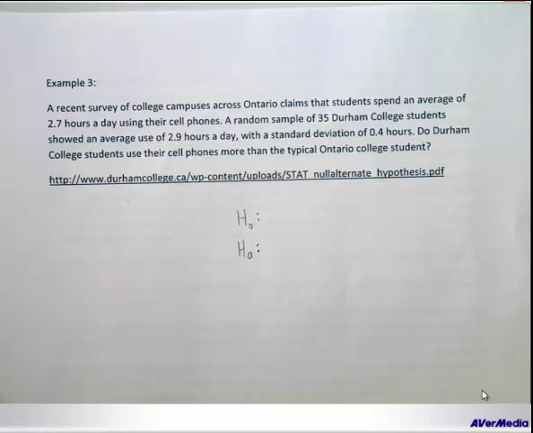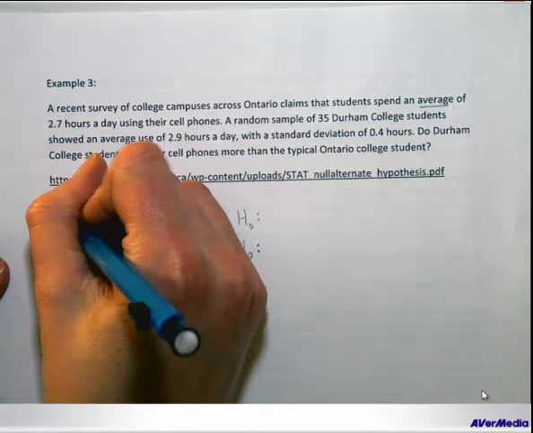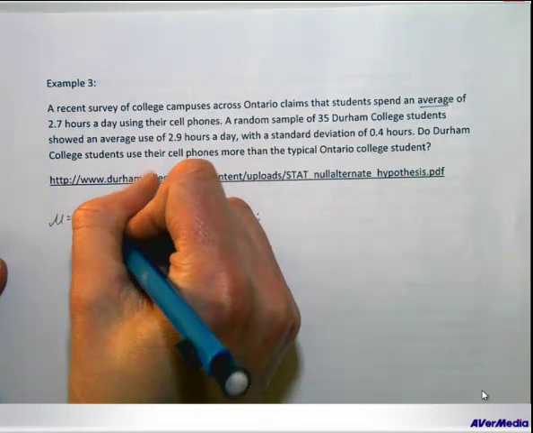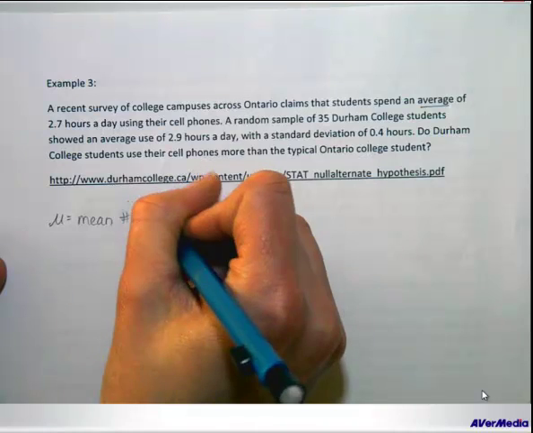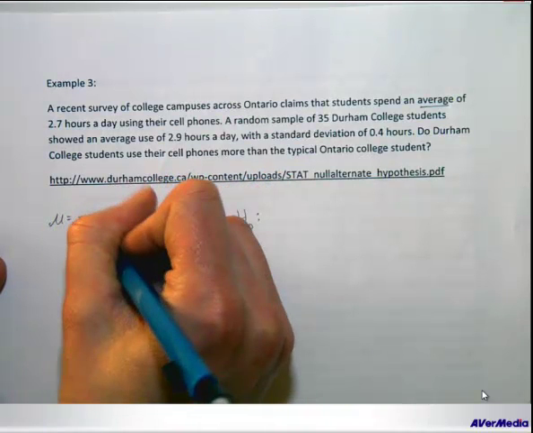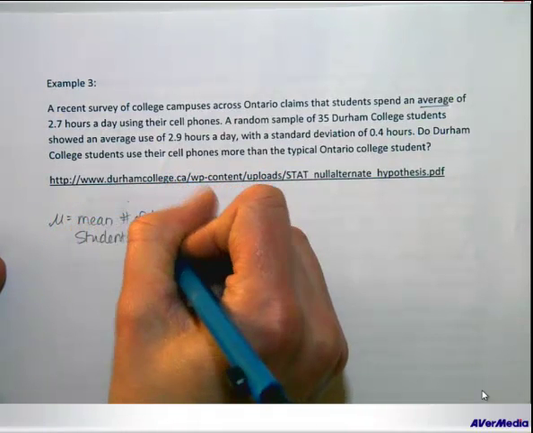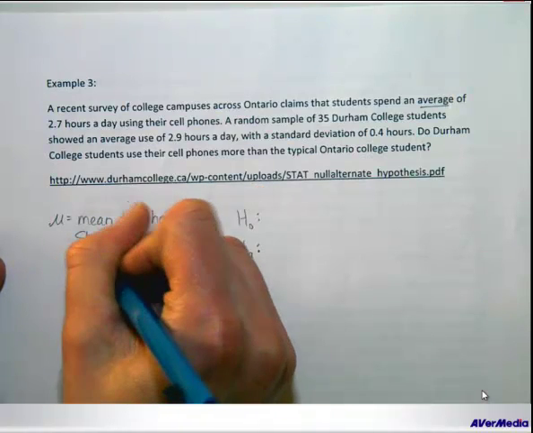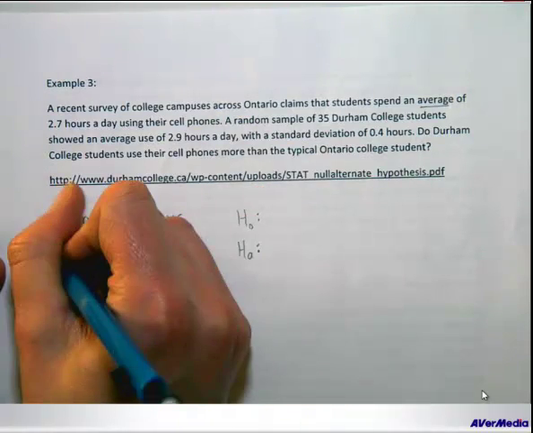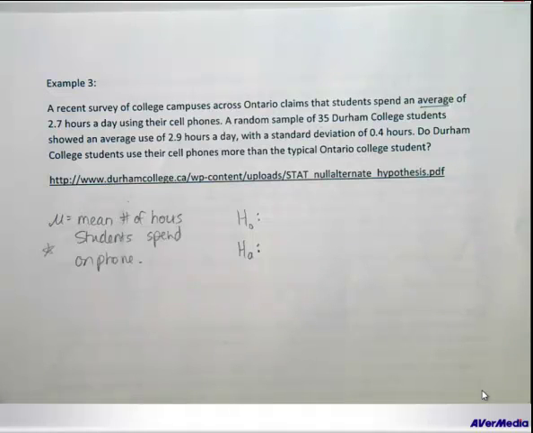Okay, how long they spend on average on their cell phone. So what kind of parameter are we using? What is average? Mean, the mean. So mu equals the mean number of hours students spend on phone. I want you to get in the habit of reading through examples and being able to do this.